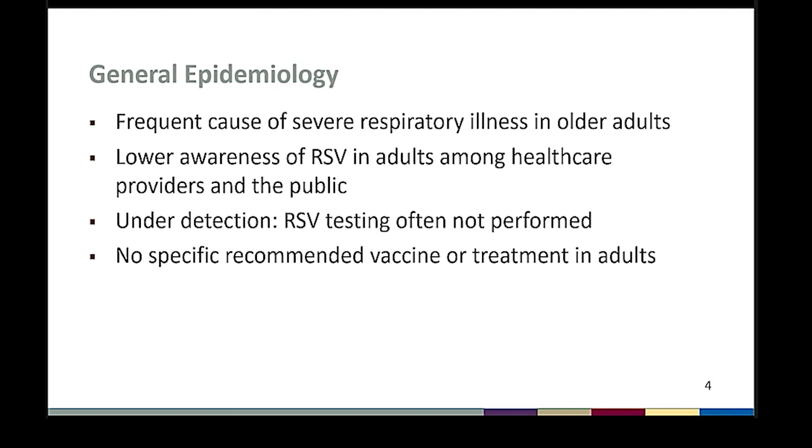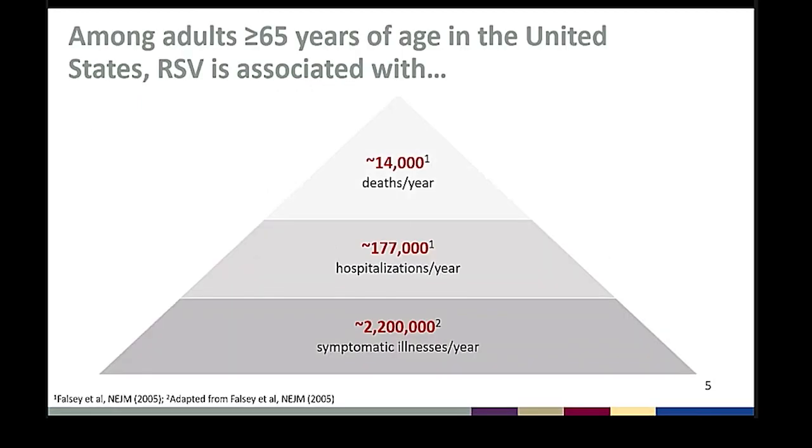Next slide. Even though it is often not recognized as a cause of illness in adults, and there are gaps in recent epidemiologic data for RSV, we do know that the burden of disease in older adults is substantial. This pyramid shows estimates of RSV burden, from the bottom up: 2.2 million symptomatic illnesses per year, approximately 177,000 hospitalizations, and 14,000 deaths in those 65 years and older.